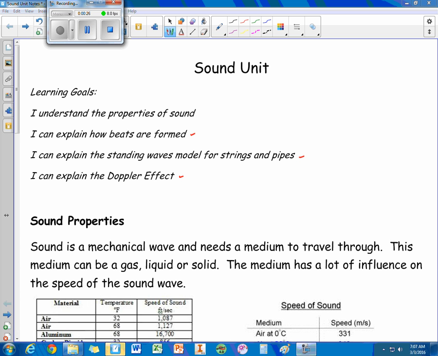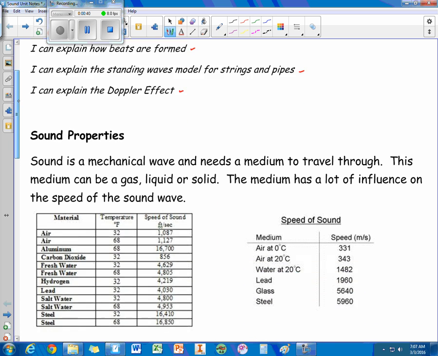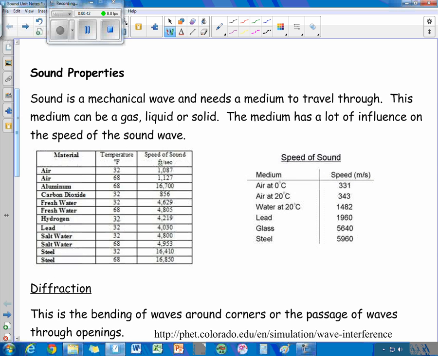So hopefully my goal for this unit will be talking about sound in a little more detail, and then a little more review of some of the other things that we've already discussed in our previous mechanical waves unit. All right, to get started then, sound. As we've talked before, sound is a mechanical wave, which means it needs a medium. Now, this medium can be a gas, liquid, or a solid, and the medium influences the speed of sound.